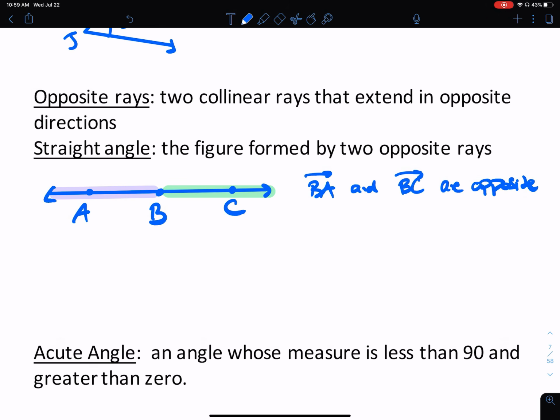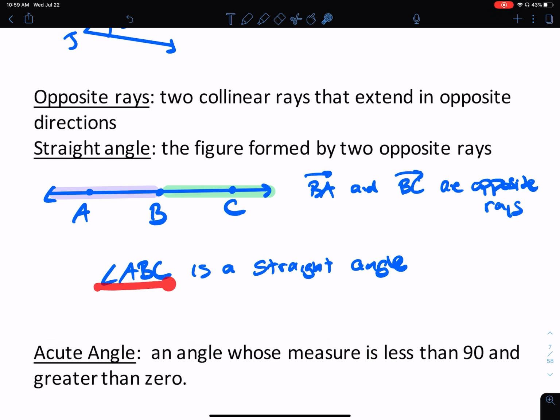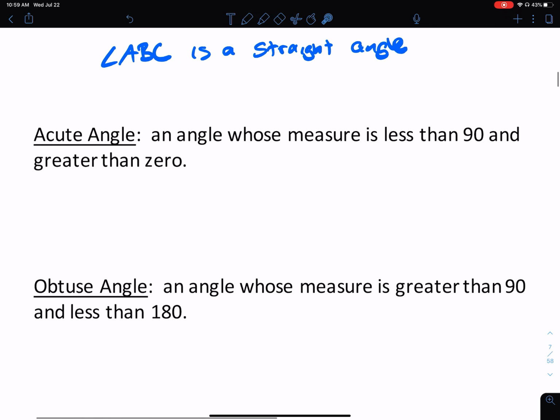This is old information being told to you in the exact same way I told it to you before. But a straight angle is new information. Straight angle, we could say the angle ABC is a straight angle. The figure that's formed is a straight angle. Each individual ray is an opposite ray. Very similar things, but they're in fact different.